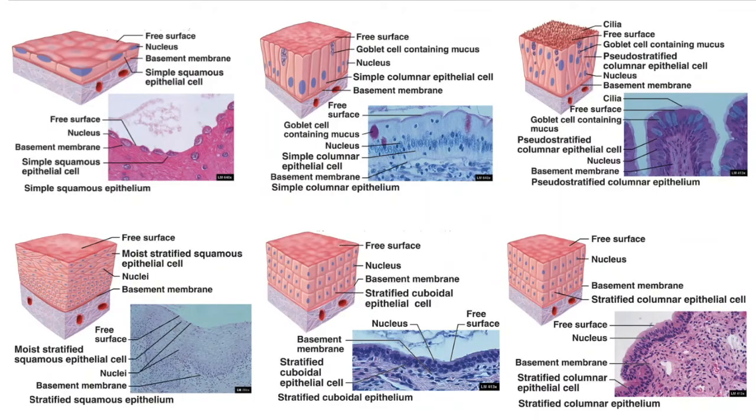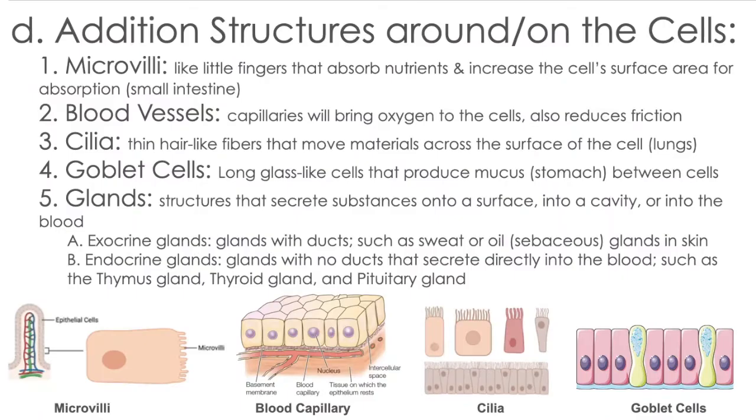So you can take a look at the different shapes here and layers. Now, some of the different additional structures that are hooked to or part of your epithelial cells would include microvilli, which are like little fingers. As we said, this is perhaps found in the small intestine. These have blood vessels within these little extensions that absorb the food nutrients to bring it to the bloodstream.